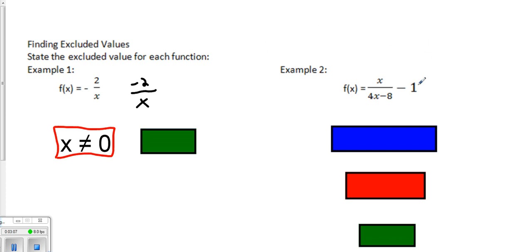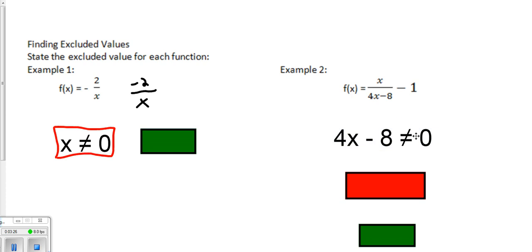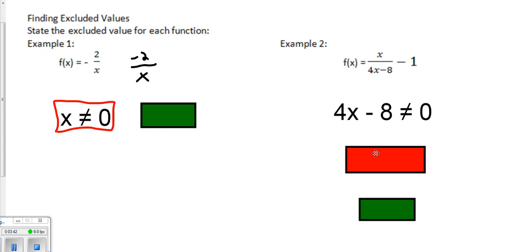Let's do another one. In this case, we've got x over 4x minus 8, and then all of that we subtract 1 from. Now in this case, this subtract 1 doesn't affect this denominator. So, like the last one, we just take our denominator and say that it cannot be equal to 0. 4x minus 8 cannot be 0. If this equaled 0, we'd have something divided by 0, and we can't have that. So we set the denominator not equal to 0, and now we solve for x.